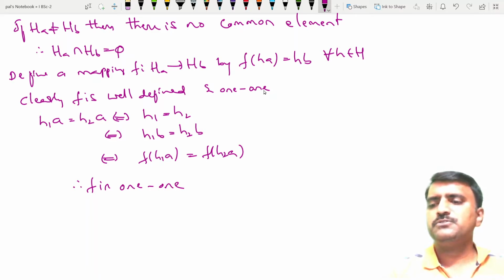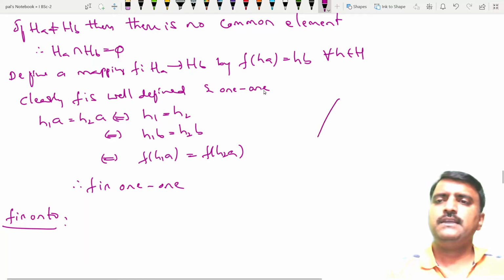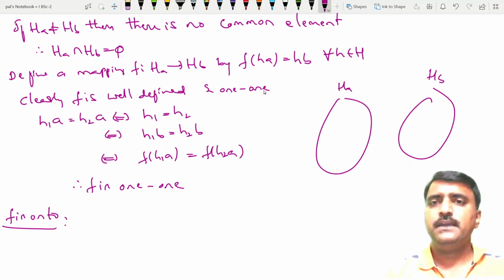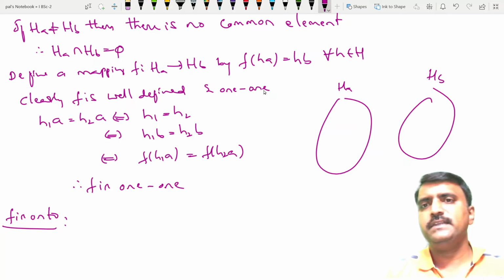And also we have to show that f is onto. What is an onto function? Here we have Ha and here Hb. So now we have to show that all the elements of Hb have the pre-image in Ha. So I am taking one element, this hb.